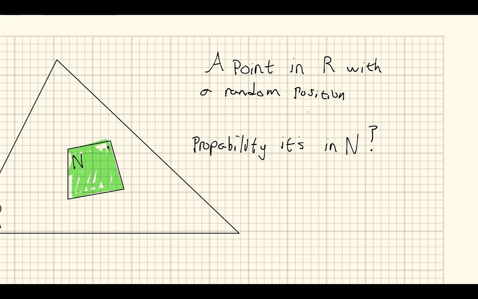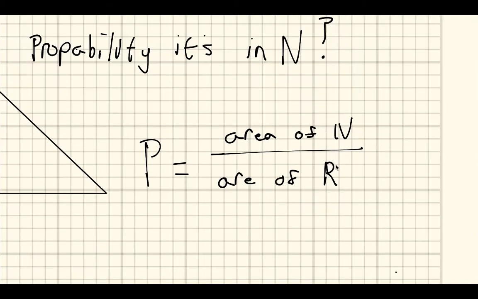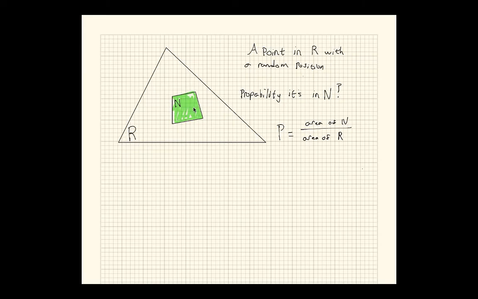If we want to find that probability, it's the area of N divided by the area of R. The one we know what's inside is R, so that's going to be the denominator. And the one we're trying to figure out the probability of is N. So if we want to figure out the probability that a random point in R lands in N, that's going to be this formula here: the area of N divided by the larger area of R.